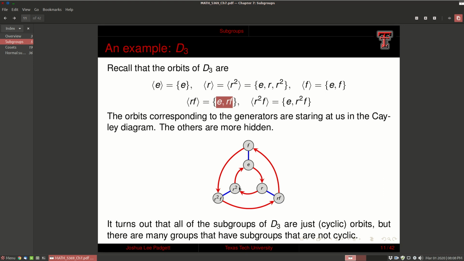So we have E, R squared F, and then if we start at E and then perform R squared F, and then perform R squared F again, we get these similar patterns that start to emerge. All right, so it turns out that all the subgroups of D3 are cyclic orbits, but that's not always the case. I'm starting with a very simple object that has very simple subgroups, but when you have more complicated groups, their subgroups are not all cyclic, meaning what? There are lots of complicated things we may need to do to build or find all subgroups.